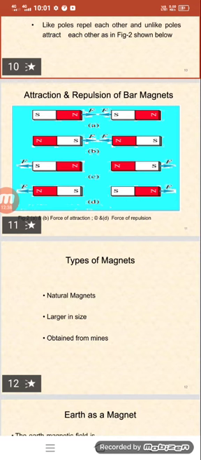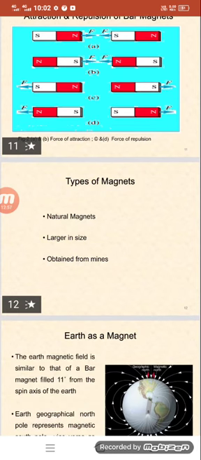Natural magnets are normally available in big, larger sizes, and they are obtained from the mines. Nothing but natural ores in the earth. Now we are going to discuss mainly the natural magnets. Natural magnets are mainly available in the earth ores or natural ores, which are coming from the mines.